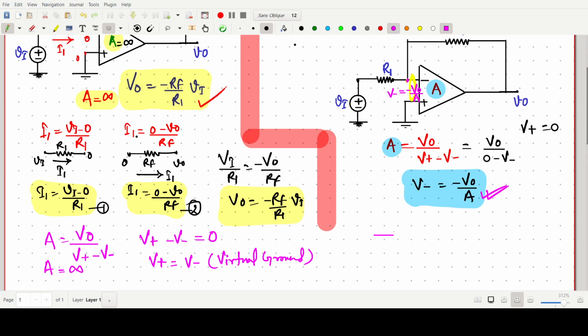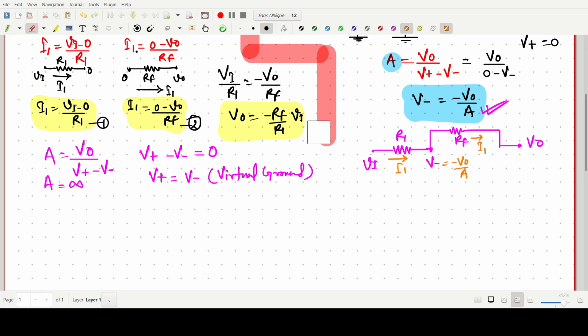I'm just making the circuit first. R, and this potential is, say, V naught. Okay, and this one is V minus, and this one is our Vi. This one is R1, Rf. And now this V minus is our minus V naught by A. All current will go like this, I1, and this current will also be I1. There will be no current in this stage. So now we can easily find.